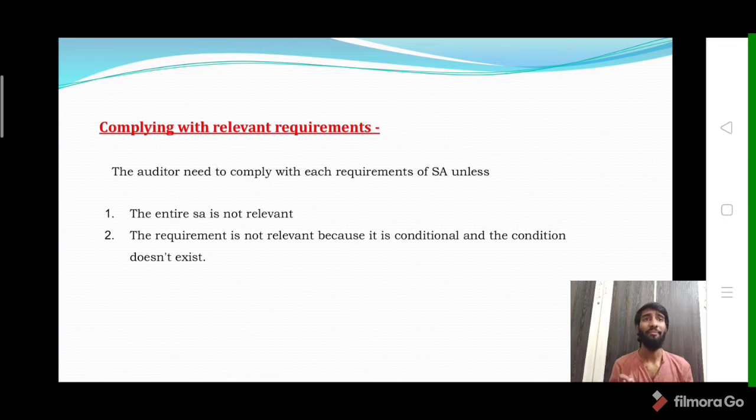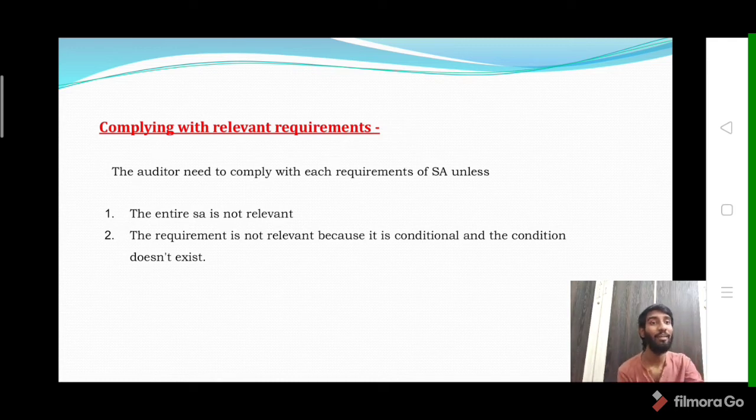The auditor shall comply with each requirement of an SA. So we need to follow every requirement of whatever the SA says. We need to follow everything unless in certain circumstances. But there are some circumstances. First one is the entire SA is not relevant. When the entire standard is not relevant, we need not comply. Okay, and the requirement is not relevant because it is conditional.